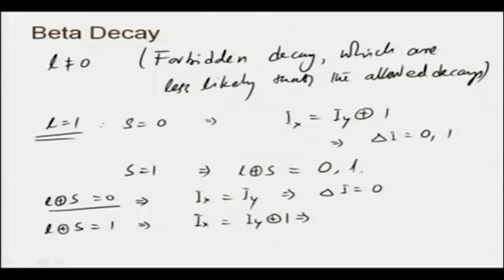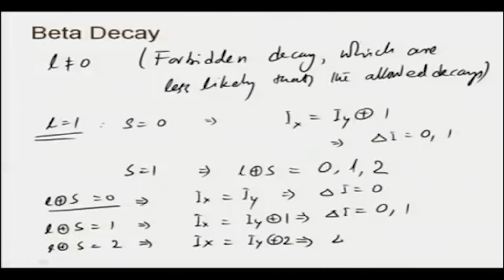Actually, L plus S can be 0, 1 or 2. I missed the 2 there. When you have L equal to 1 and S equal to 1, you can have L plus S equal to 0, 1 or 2. So, L plus S equal to 1 will give you I x equal to I y plus 1, which is again delta I either 0 or 1, and L plus S equal to 2 will give you I x equal to I y plus 2, that will give you delta I either 0, 1 or 2.